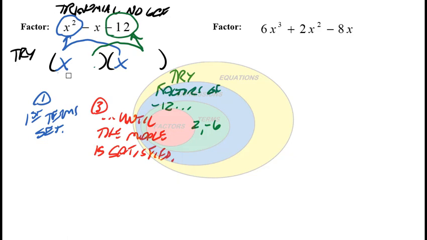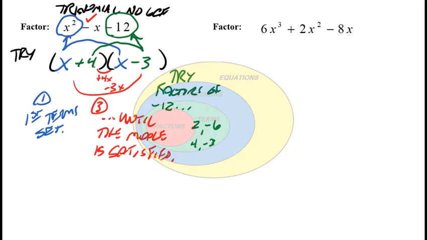So let's try 4 and negative 3. So if I plug a positive 4 and a negative 3, and if I check my middle term, this would be a positive 4x and a negative 3x. Well, if I add those together, I get positive 1, and I want negative 1x for my middle term. So the only difference is the negative sign.